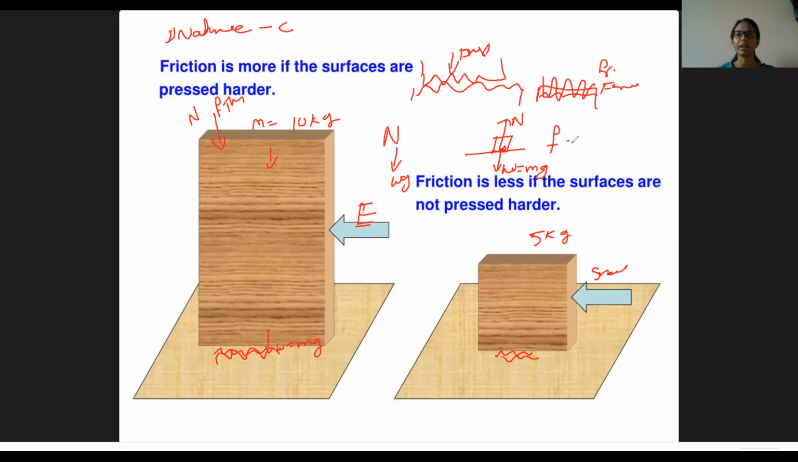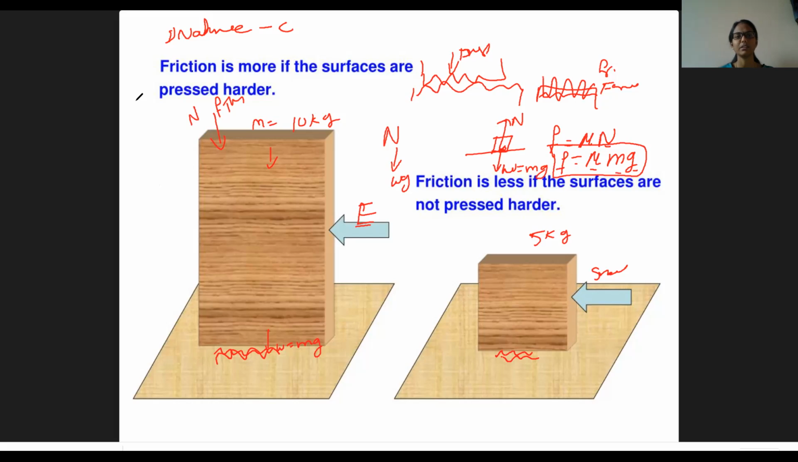So friction we can write as the coefficient of static friction into the normal reaction, or we can write it as mu into m into g. Why I wrote m into g: because mg is nothing but the weight, which is balanced by the normal reaction. So that many times the friction will depend. Friction depends upon mass, gravity and the coefficient of friction.